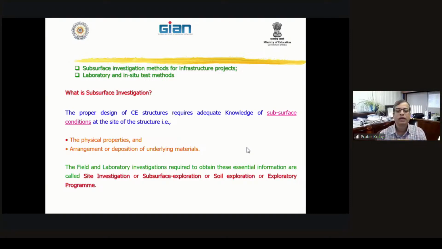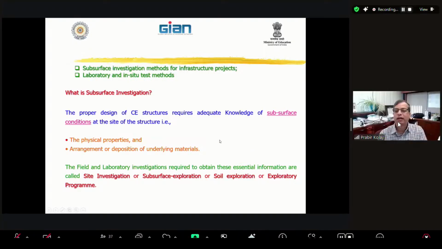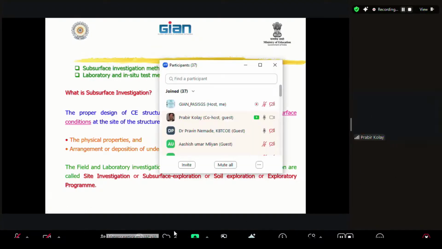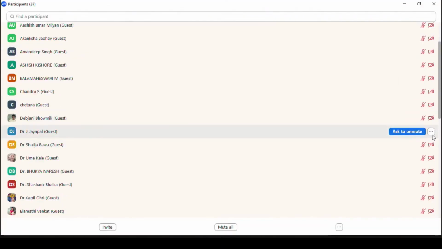So today's lecture, everyone knows, but I'm just going to refresh what the different subsurface investigations available are and what the different properties you need to measure from the extracted samples are. So what is subsurface investigation? Proper civil engineering requires adequate knowledge of subsurface conditions at the site of structures, where the actual construction is going to be. So you need to go to the site and take out samples.